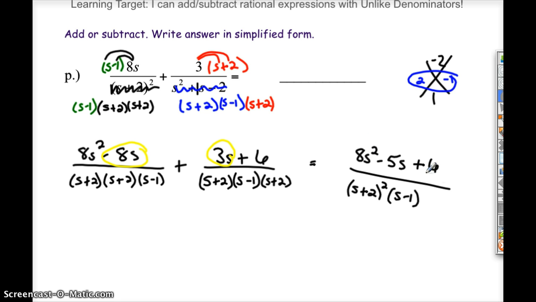Now I'm not going to have time to check, but one thing that would be worthwhile is to factor the top. Do divide and slide. See if you get an s plus 2 or an s minus 1, and then you could cross it out. But like I said, I don't have time in this video, so I'm going to stop here.